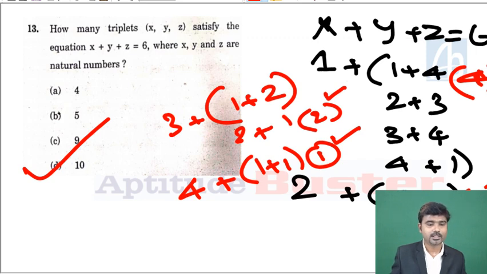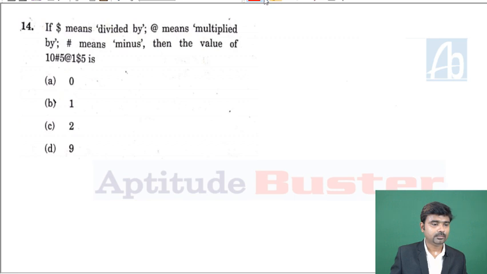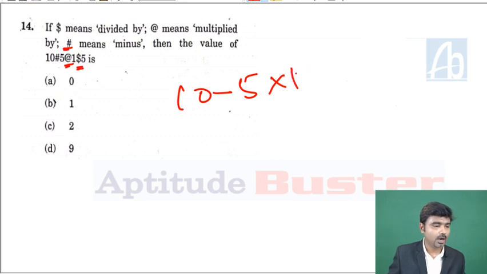Manually you can find out the answer. Next, in this question, it's a very simple question. 10 is given. The next symbol is coded as minus 5. Then this symbol is coded as multiplication. Then this dollar symbol is coded as 1. After that, division, right? Divided by 5.